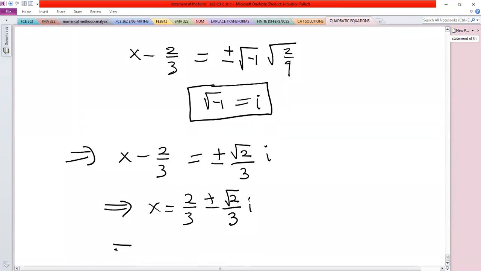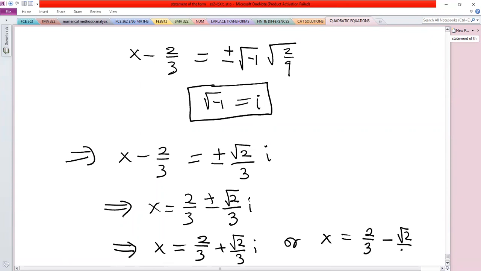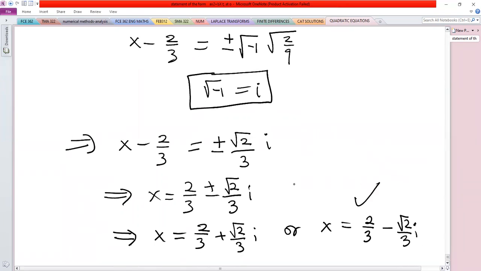So which means x is either 2 over 3 plus root 2 over 3 i, or x is 2 over 3 minus root 2 over 3 i. So these are the two solutions.